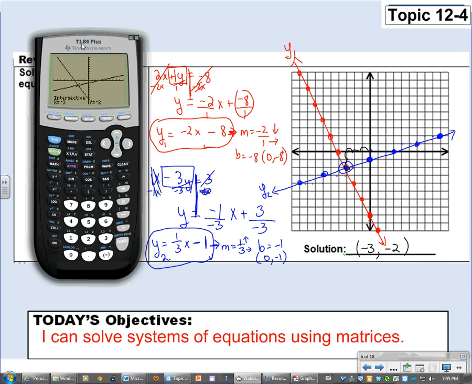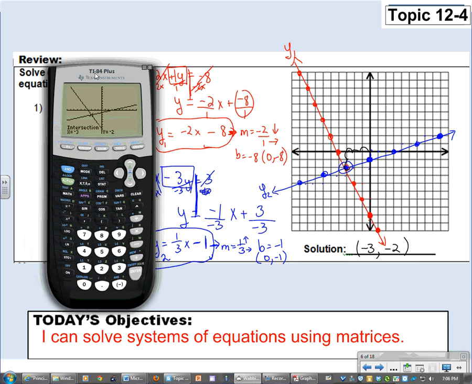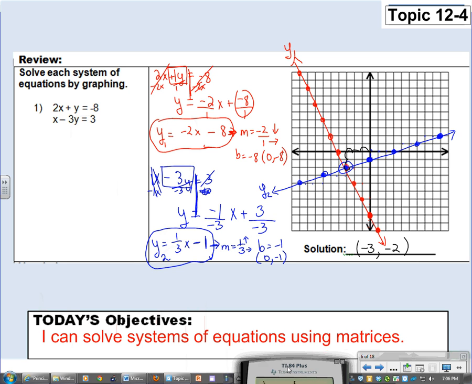So today, our objective is saying, I can solve systems of equations using matrices. First thing we have to figure out is what is a matrix. One of the reasons that we use matrices is because when we're given equations in standard form, first we have to solve them for y before we can graph them either on the calculator or even on the grid. So this is one extra step, which means that's a step that I could possibly make a mistake. So when we're using matrices, it is a way in which we can solve these systems and I do not have to solve for y.